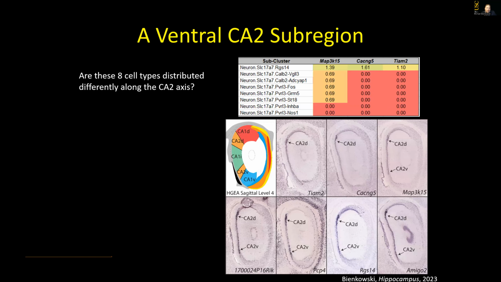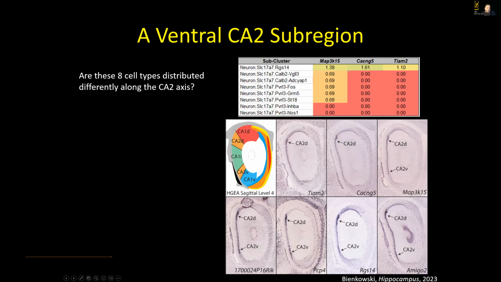So I just wanted to look back at the tissue and see, are these 8 cell types distributed differentially along the CA2 axis? Looking now at the sagittal tissue sections that I showed here, you can more clearly see the dorsal and ventral CA2. For these other gene expression markers in the bottom, you can see that there's expression in both the dorsal and ventral parts.